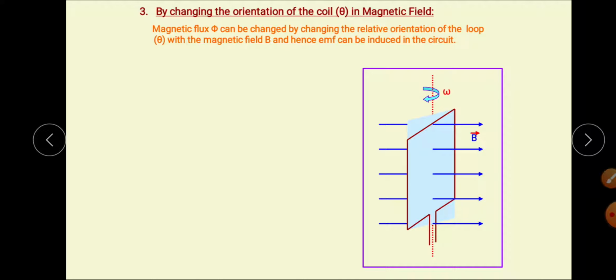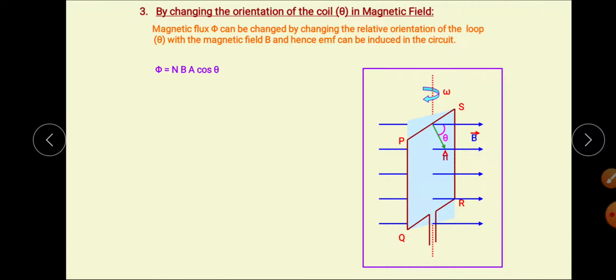So let PQRS be the coil, placed in a magnetic field and being rotated with angular velocity omega. Let this be the direction of the normal of the coil, such that the angle between the normal of the coil and the magnetic field is theta. Theta is the angle between the magnetic field and the normal.